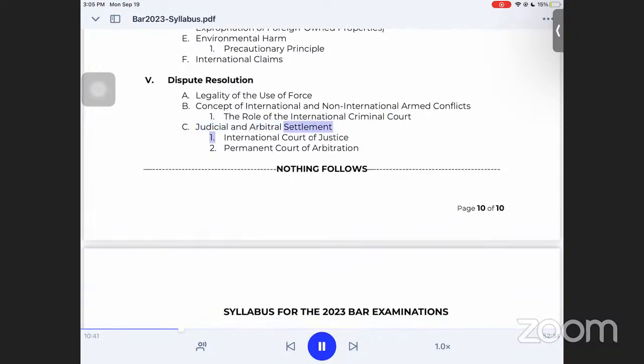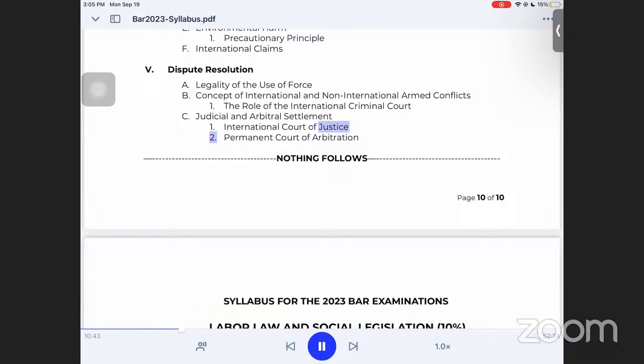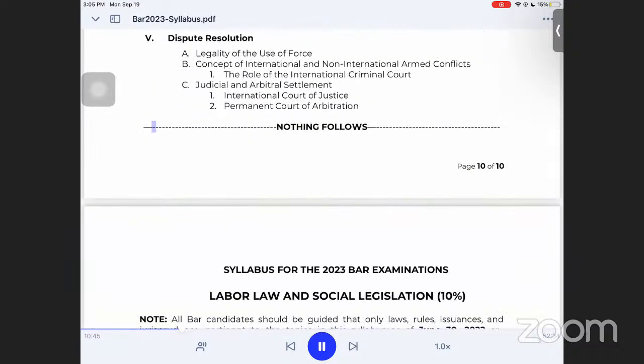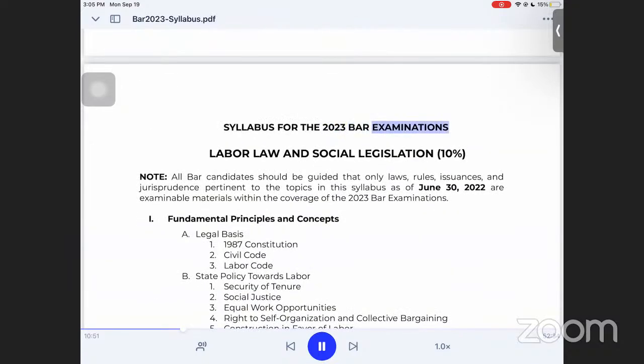C. Judicial and arbitral settlement. 1. International Court of Justice. 2. Permanent Court of Arbitration. Nothing follows. Page 10 of 10. Syllabus for the 2023 bar examinations.